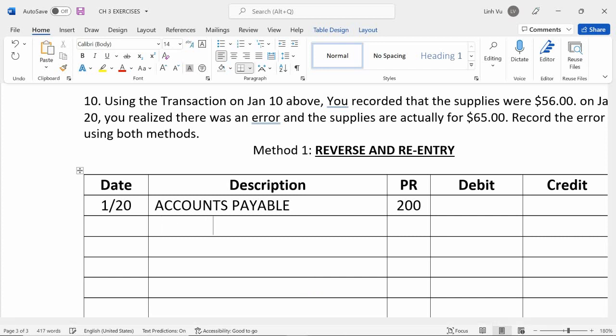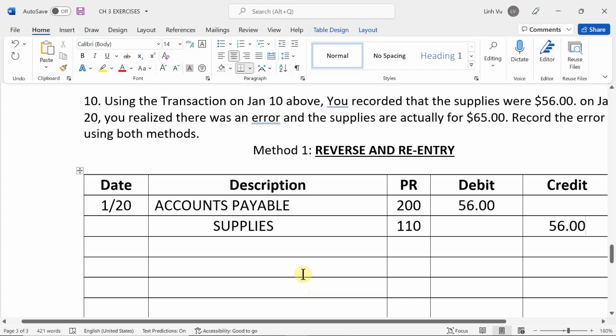You're going to also undo the supplies, okay? So if you remember my scenario from earlier, now that I made my mistake, I have to fix it. How do I fix it? I'm going to return the supplies, right? For what amount? $56. Good.